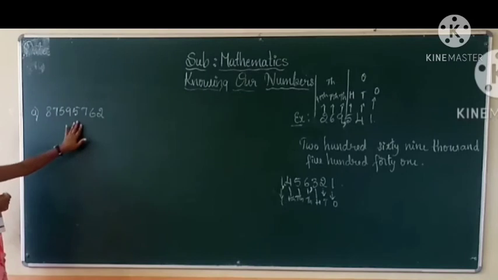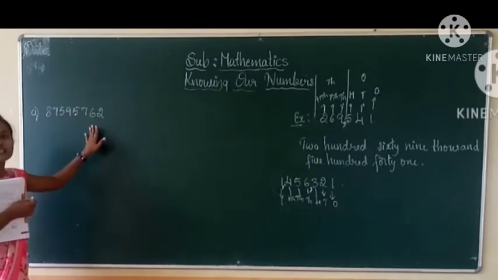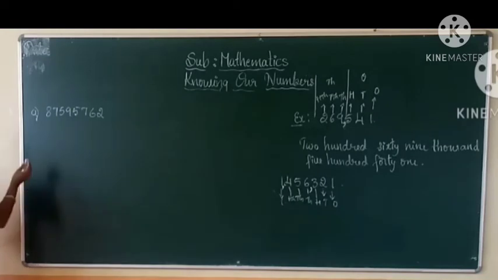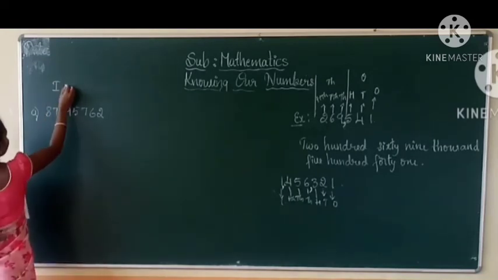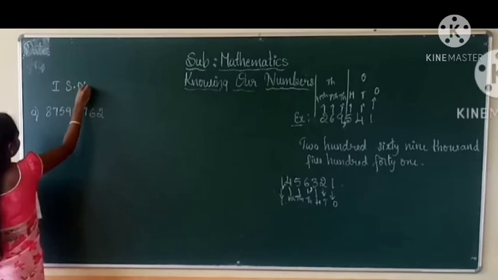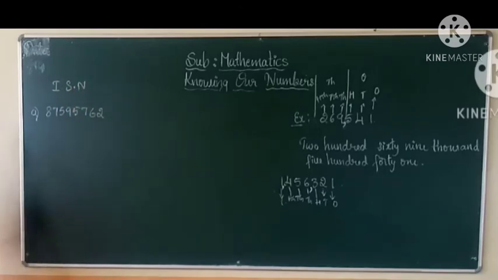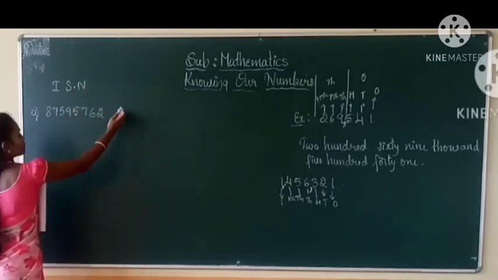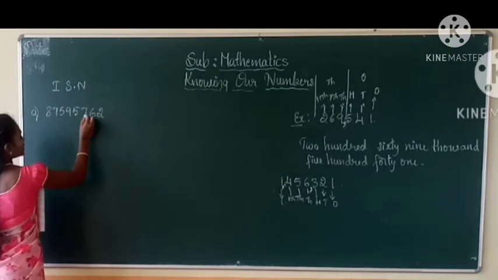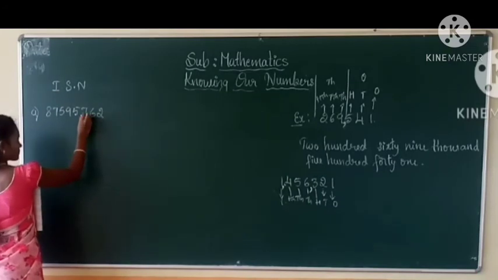So we have to use commas for this number and we have to write this number in names. We know that since it is the Indian system of numeration, from the right side we have to leave 3 places.